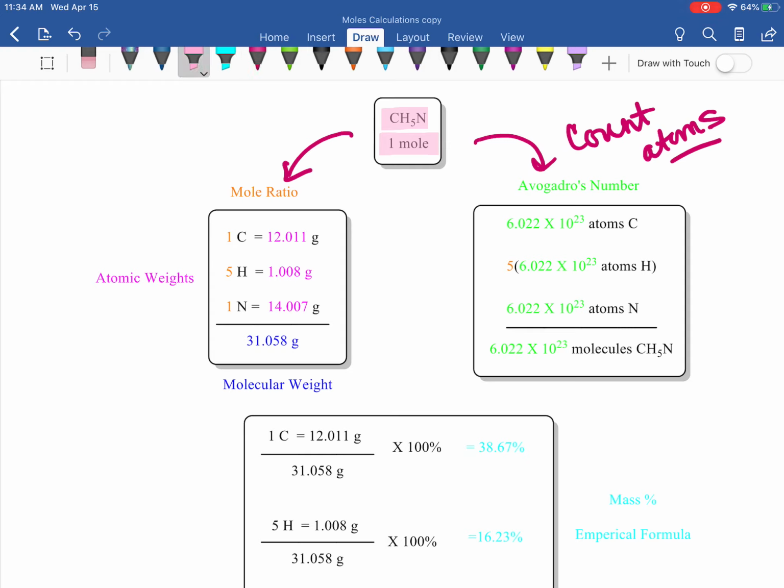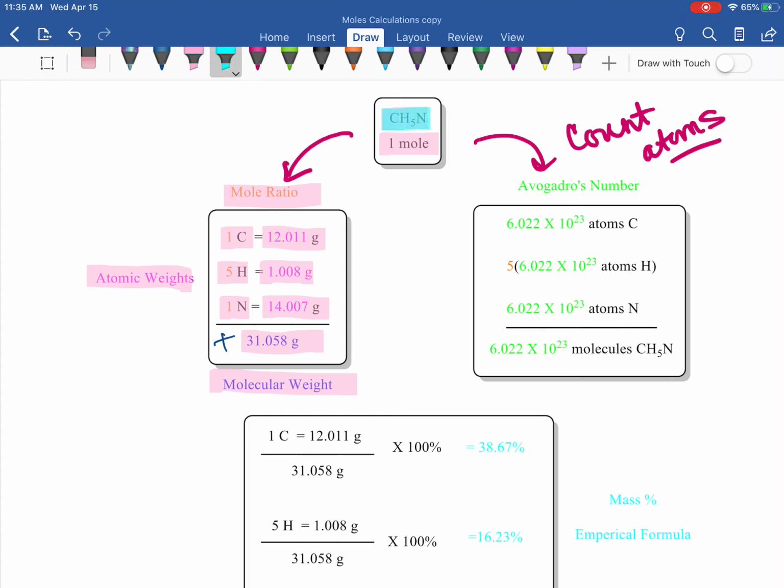So when we picture CH5N, holy crap, we get all of this information. We literally have our mole ratio that's telling us how many of each one that we have. We've got 1 carbon, 5 hydrogens, and 1 nitrogen. We're connecting that to our atomic weights. So 1 carbon is worth 12 grams, 1 hydrogen is 1 gram, and 1 nitrogen is 14. And then how do we picture all of those together? Together, you can literally add those up. That is a sum, and that is our molecular weight for that compound.